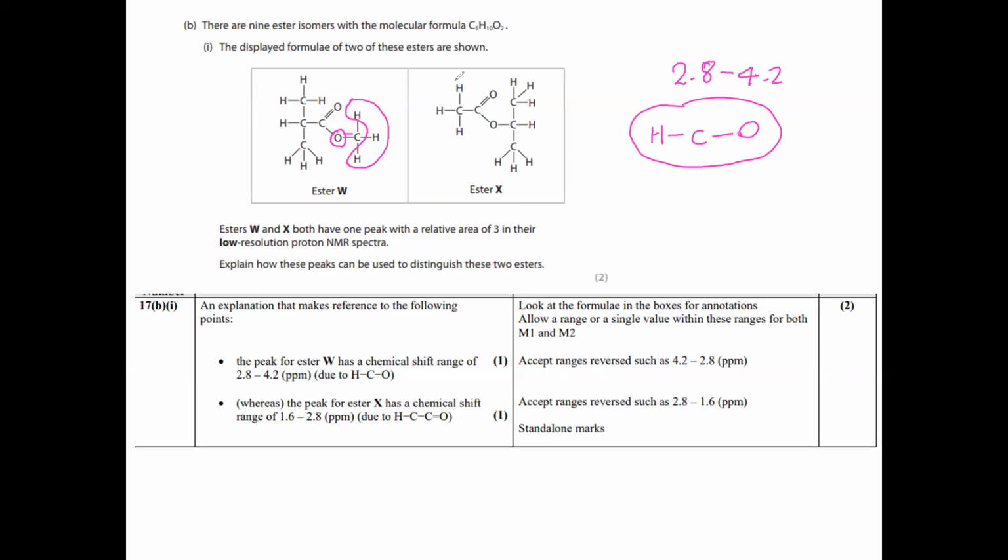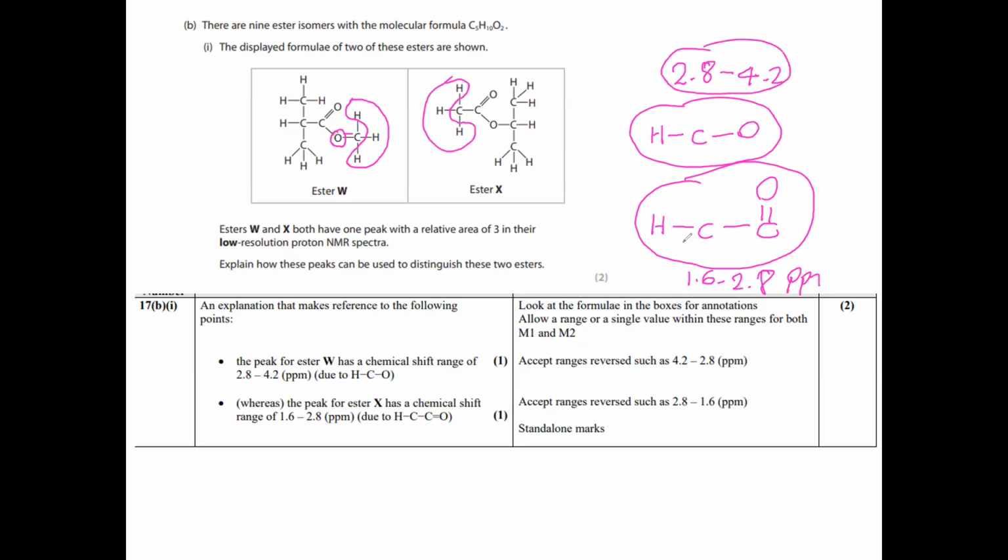If you refer to the data booklet, this peak should appear between 2.8 to 4.2 ppm. But if you take the next environment, the environment that we are searching for is a hydrogen atom attached to a carbon, where that carbon is attached to a carbonyl group, right? So therefore, for this peak, the data booklet gives between 1.6 and 2.8 ppm. So you can see those two peaks appear in two different locations, and since they appear in different locations, we can easily identify them.